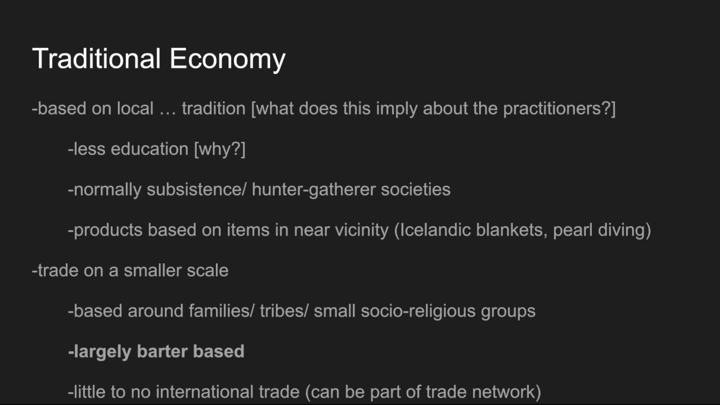And that is not to say that religion is a big deal of it. It's just that community is based around religion. And as a result, the high priest is probably the one in charge. The big thing with traditional economy, though, and why that's bolded and why you're writing this down right now already, is it's largely barter based. There is usually no money in a traditional economy. Instead, hey, I have wool, you have meat, I will give you some of my wool for some of your meat. That's it. And there's very little international trade.